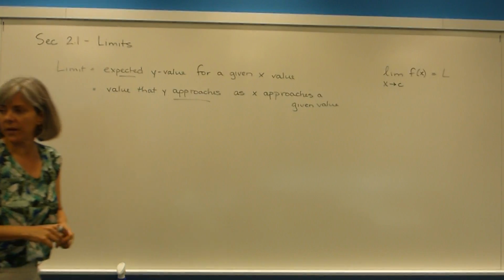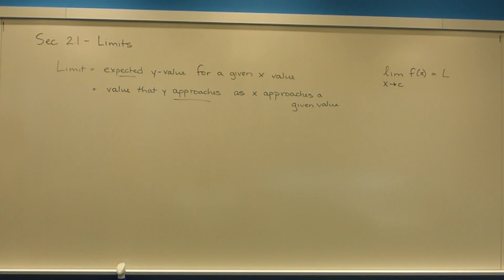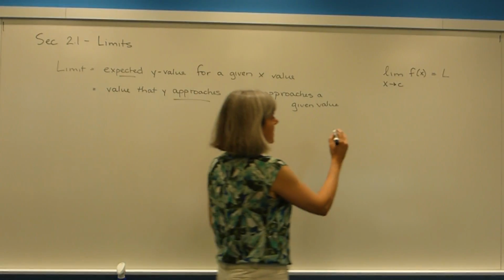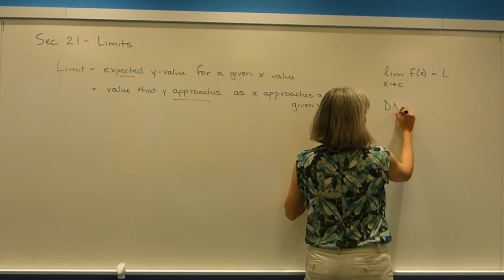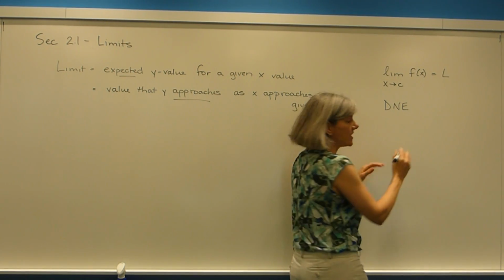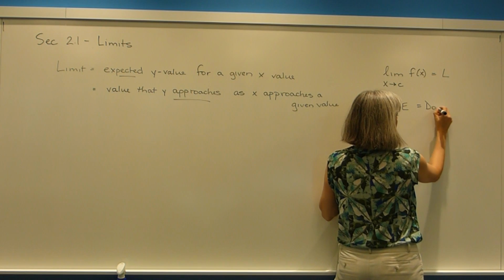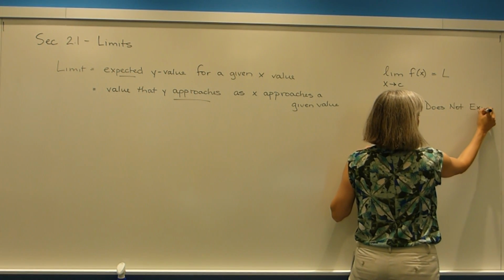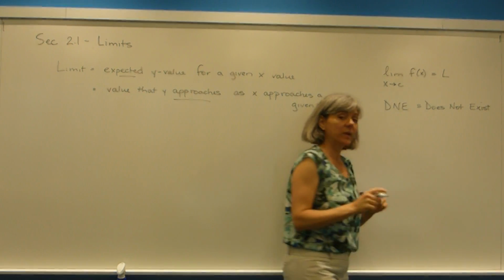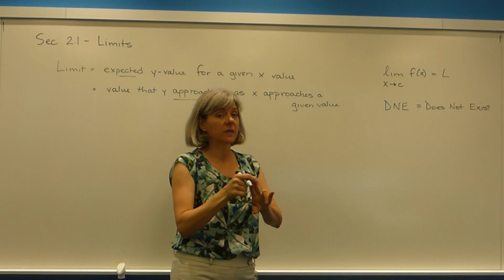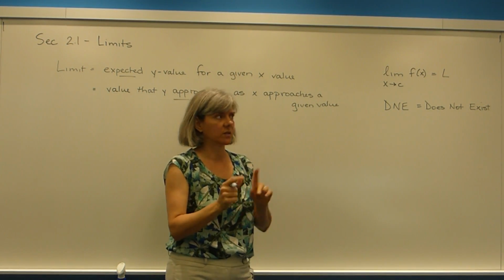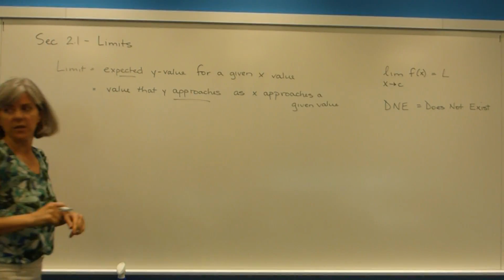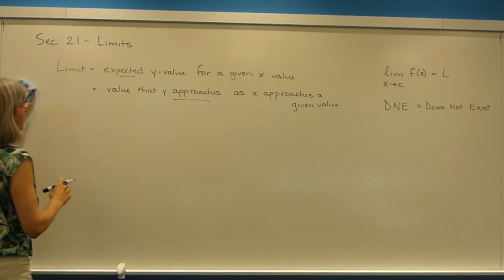Okay, and one other thing we need to write out over here: you may have seen this abbreviation before, DNE. This stands for does not exist. It's one thing for a value not to exist, it's a different thing entirely for a limit not to exist. So we need to really focus on the difference. So let me give you some graphs.